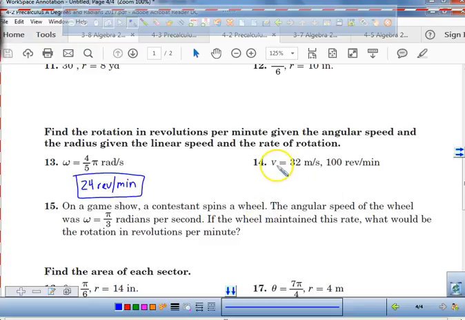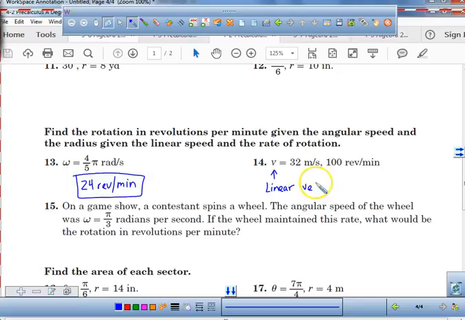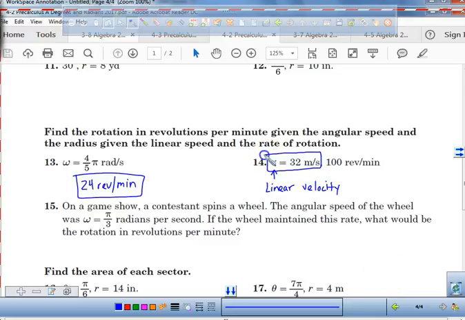Now number 14, we aren't given the same thing. We're given v. Now understand, v is what's called linear velocity. So I want you guys right now in your journal to write v equals linear velocity. Just spell it correctly. Velocity. There we go. Linear velocity. So the linear velocity is this. It's going 32 meters per second.